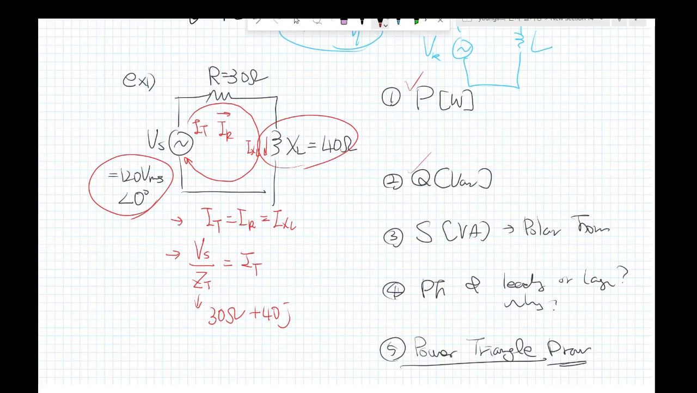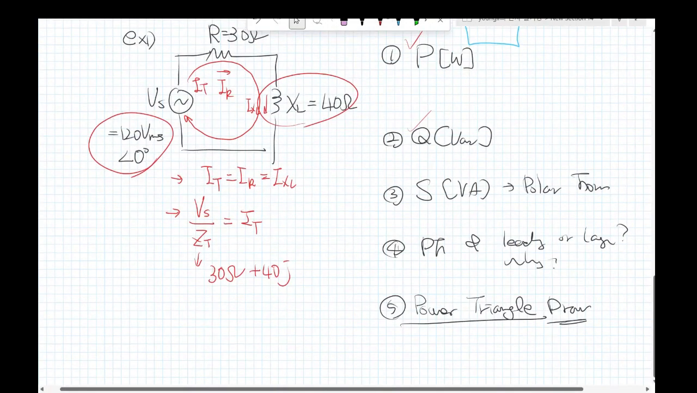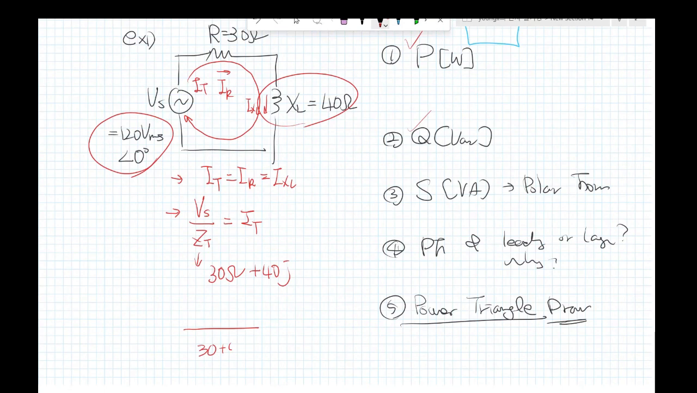Okay. So here, Z sub t is 30 plus 40j, and V sub s is 120 at 0 degrees here. So I wanted to make a conversion. Skip the conversions. Finally, the answer is 2.4 A at minus 53.13 degrees here. Okay, so that is the answer for I sub t.